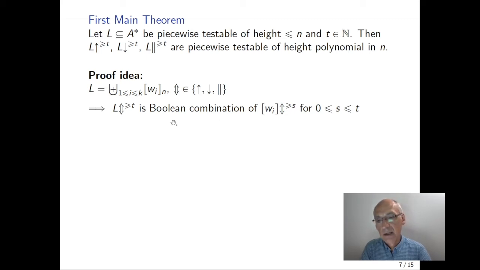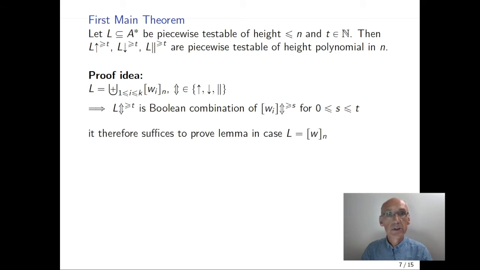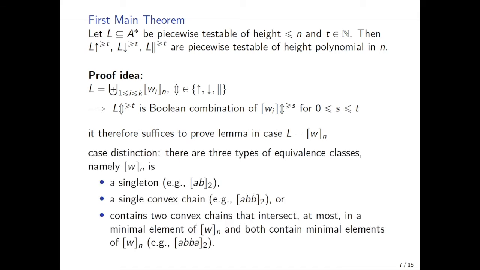The idea is that if T is 2, and this is the downward closure, then a word has at least 2 superwords in L if it has 2 superwords in the first equivalence class, or 2 in the second, or 1 in the first and 1 in the second. So therefore, it's a Boolean combination. In other words, we only need to prove this theorem in case L is a single equivalence class. And here we make a case distinction according to the form of the equivalence class.